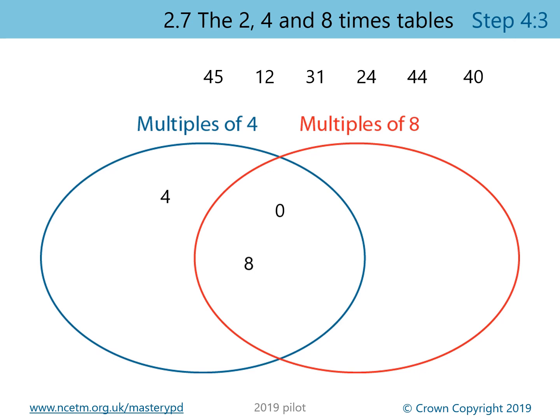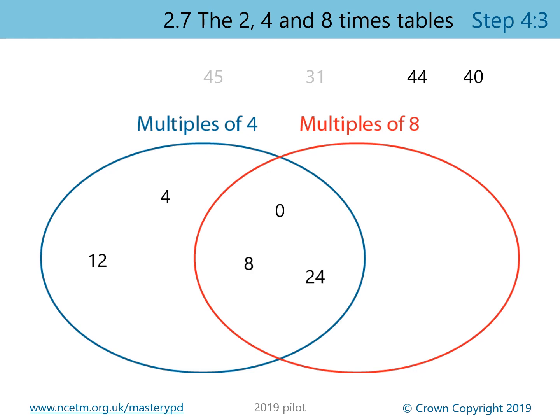45, is that in any of the tables? Nope, it's an odd number, so it's not in any of the tables. What about 12? Point at the screen where you think it should go. A multiple of 4, well done if you got that. 31, oh well, that's an odd number. So that's not in any of the tables. 24, it's in both of them.